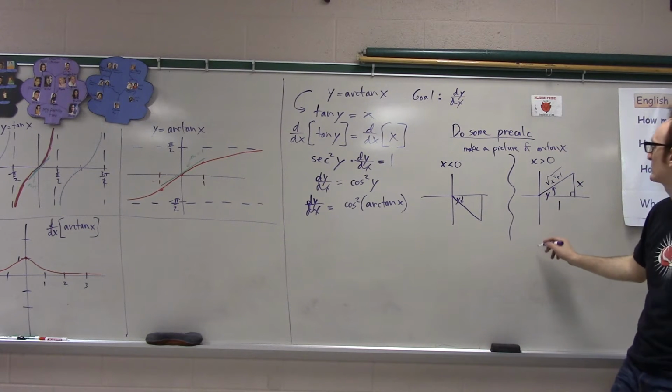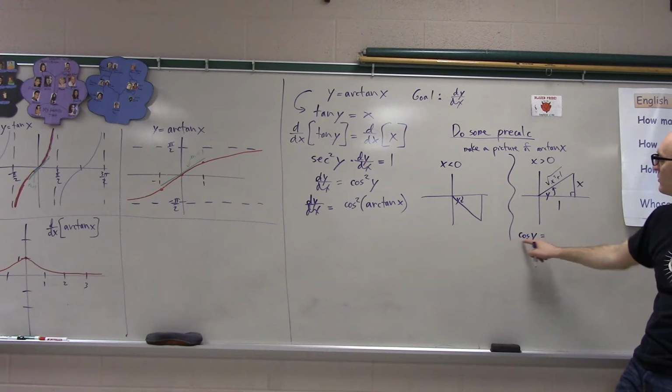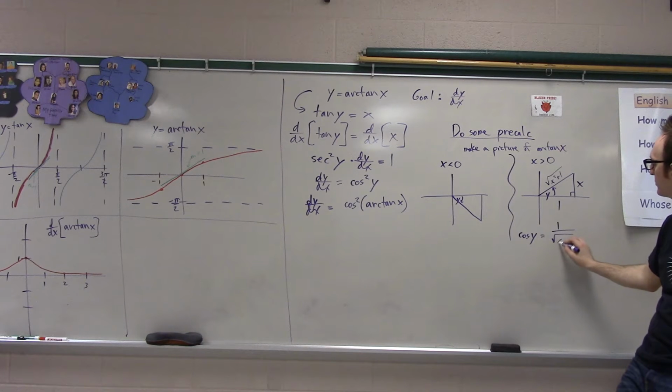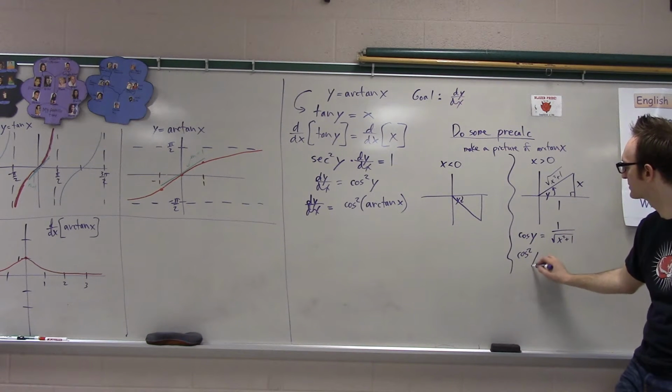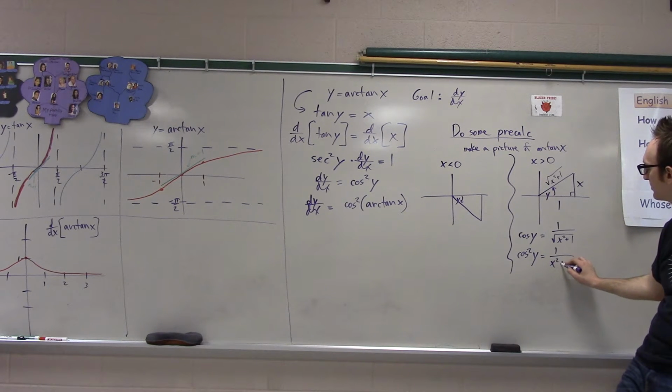And now I can just compute, all right, well, what is cosine y then? Cosine y is, reading off my picture, 1 over root x squared plus 1. So what is cosine squared y? It's just 1 over x squared plus 1.